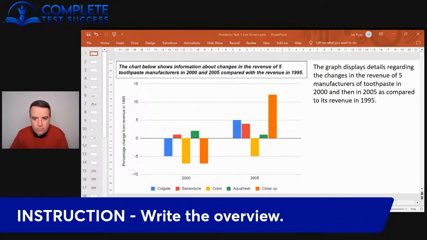So how are we doing with those overviews? Has anybody nearly finished their overview? It's been a while. If I don't see any overviews in the next minute, I'll show you what to do, and we'll continue to the next part of the lesson.